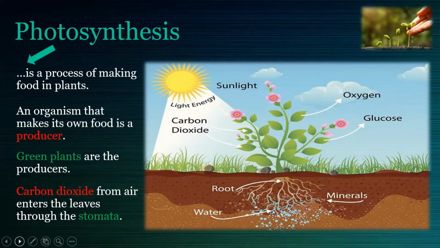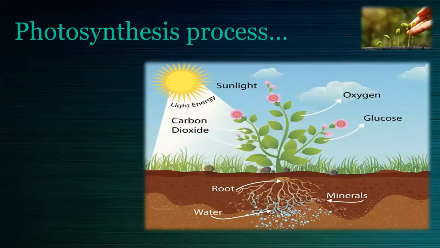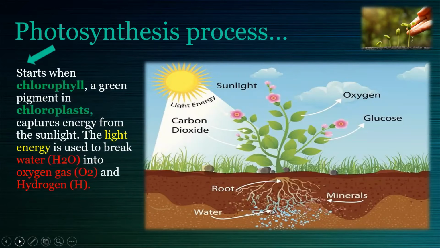Carbon dioxide from air enters the leaves through the stomata. The photosynthesis process starts when chlorophyll, a green pigment in chloroplast, captures energy from the sunlight. As you can see in the picture, the light energy is used to break water, or H2O, into oxygen gas, or O2, and hydrogen, H.